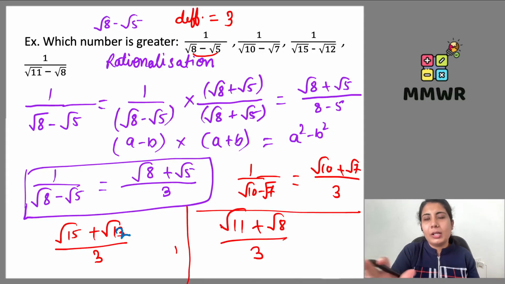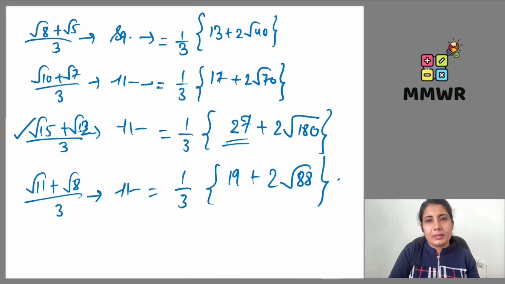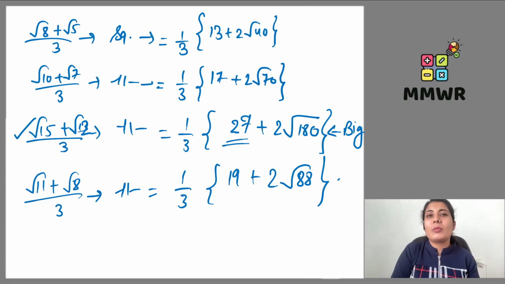So among all, the greater one is 1 upon root 15 minus root 12. This is the big one. And the smaller one is going to be, this is the smaller one, 13.